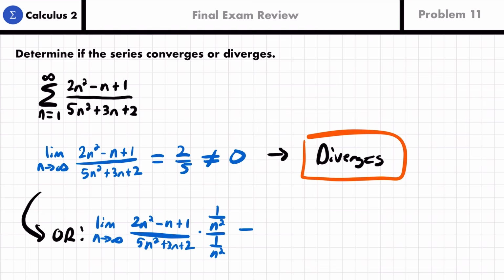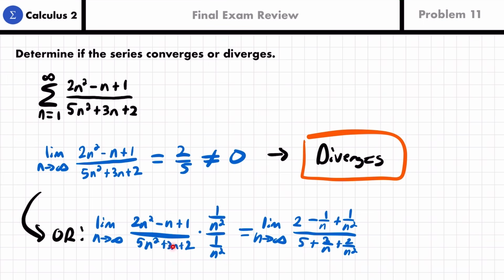And so if you simplify that, you will get the limit as n approaches infinity of 2 minus 1 divided by n plus 1 divided by n squared, divided by 5 plus 3 divided by n plus 2 divided by n squared. Okay, so 1 divided by n squared multiplied through the numerator cancels out with this n squared, just giving you 2. Then negative n times that just leaves you with negative 1 divided by n. One of those n's in the denominator cancels out with that n, and then that value times 1 just gives you that value again. Then in the denominator, 1 divided by n squared times 5n squared, those n squareds cancel out, just giving you 5.